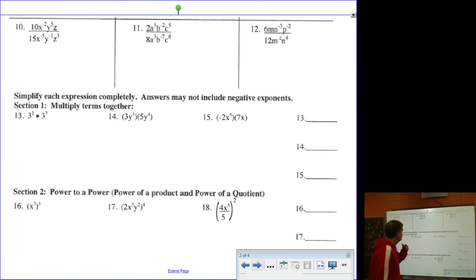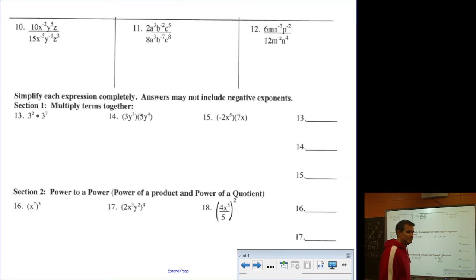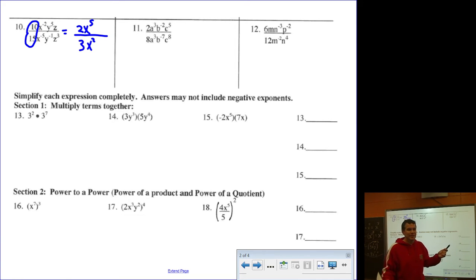Number 10. The first thing I would do is take the 10 over 15 and reduce it. It reduces to 2 over 3 because 5 goes into both numbers. With the x's, the ones on the bottom need to move to the top, right? And the ones on the top need to move to the bottom. So now I really have 5 on top and 2 on the bottom. And of course, you need to remember that when you switch it, the sign changes to positive.